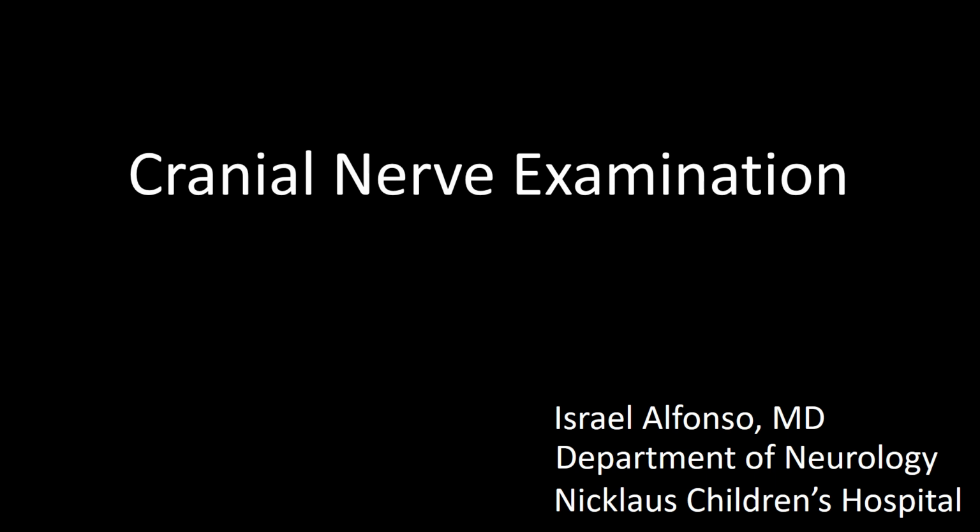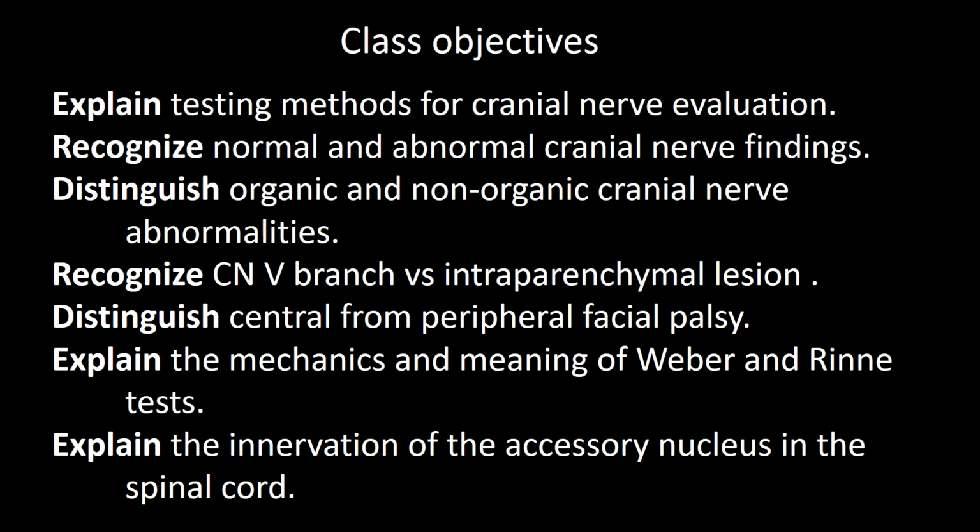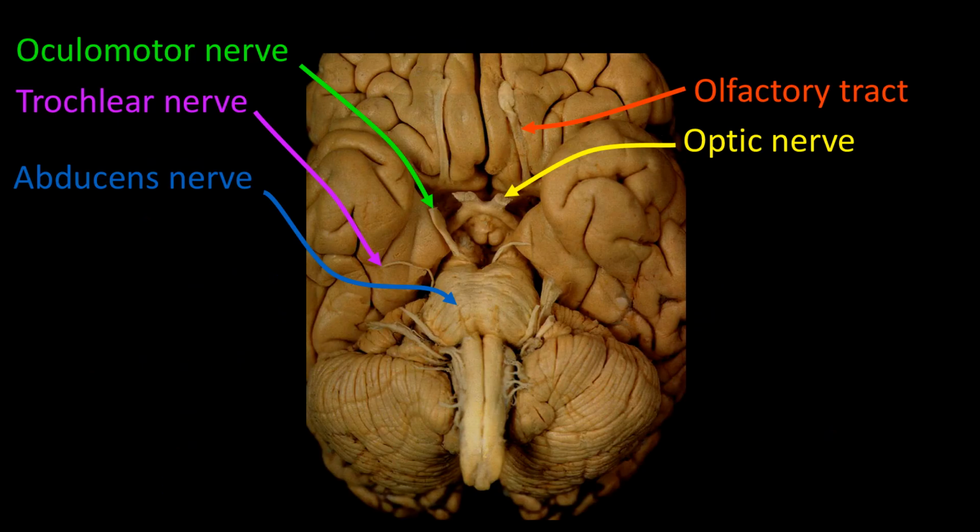This talk is about cranial nerve examination. This is the second session about cranial nerve examination. During this session, we will talk about cranial nerves 5 and 7 to 12. These are the class objectives. You do not need to read them. We will use them to chart our talk.